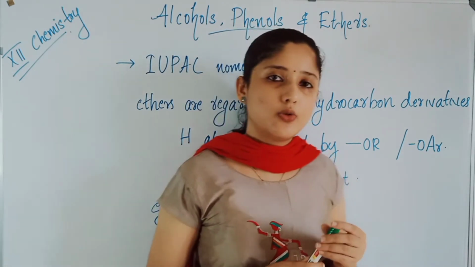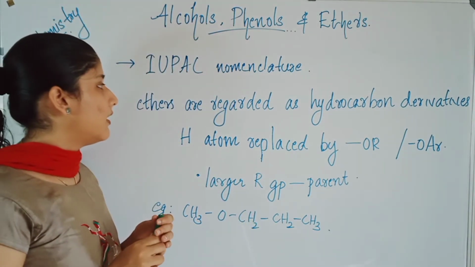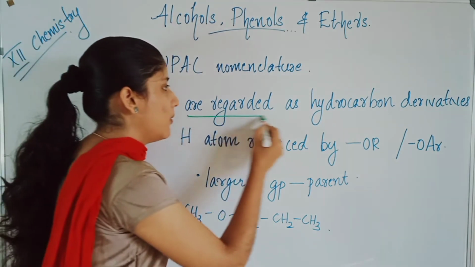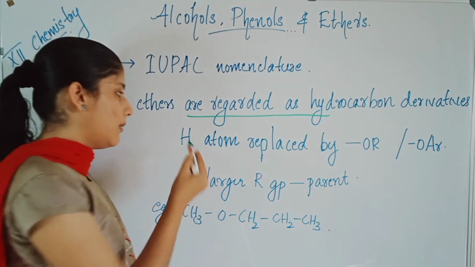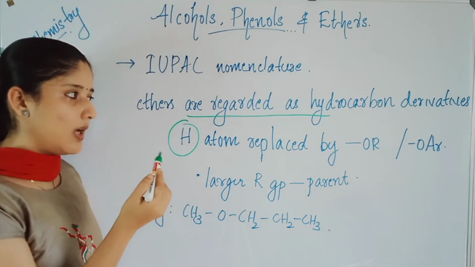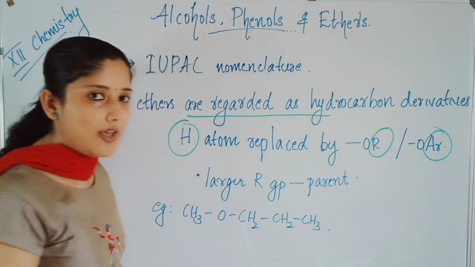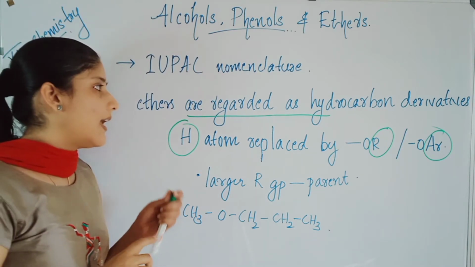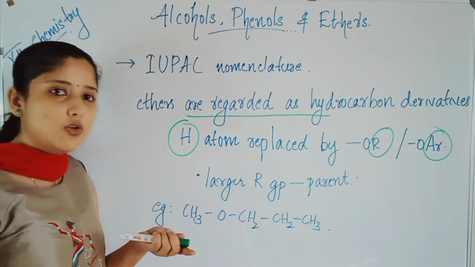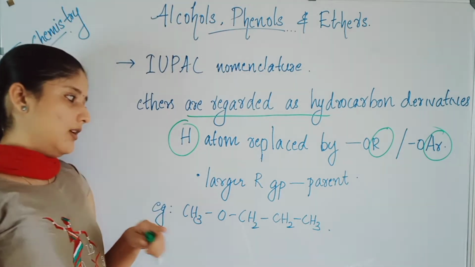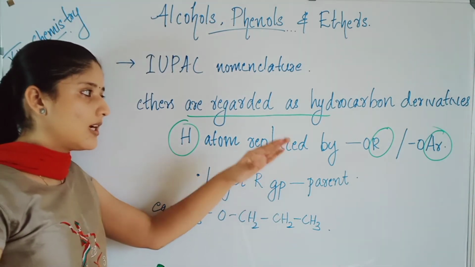Now we will discuss how to write the IUPAC nomenclature. IUPAC naming of ethers. Okay. Ethers are regarded as what? Hydrocarbon derivatives. How we will name? Ethers are regarded as hydrocarbon derivatives in which one hydrogen atom is replaced by OR, where R is an alkyl group, or OAr, where Ar means aryl group. And the larger R group is the parent. Larger R group is taken as the parent.